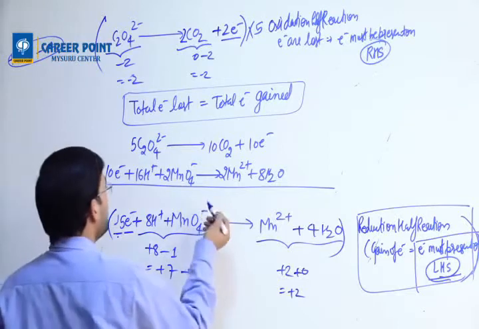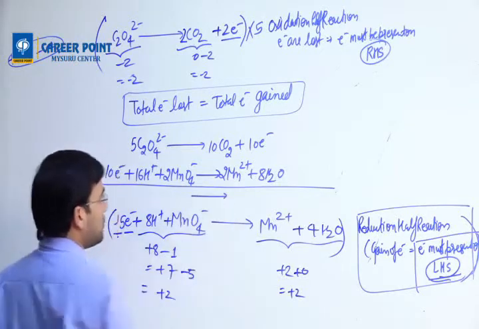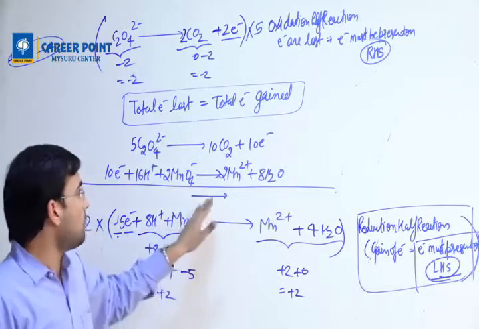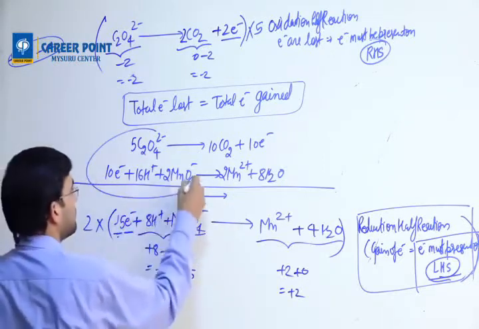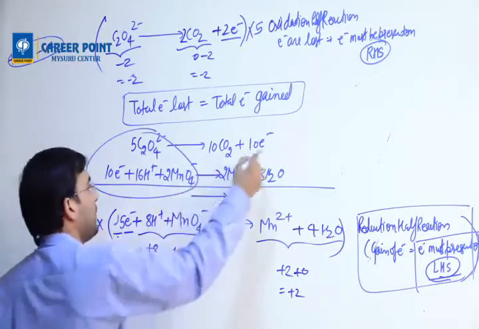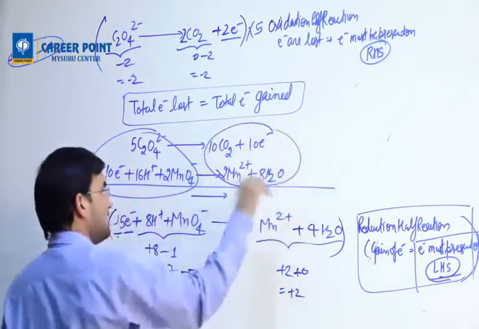On addition, what we do? We write one single arrow, because these two reactions will become a single reaction. So one arrow only, and whatever is written on the left side of the arrow, you add everything and write it here. Whatever is written on the other side, you add and write it at that side.